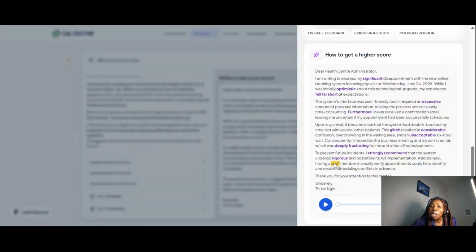That the system undergo rigorous testing before its full implementation. Additionally, having a staff member manually verify the appointment could help identify and resolve scheduling conflicts in advance.